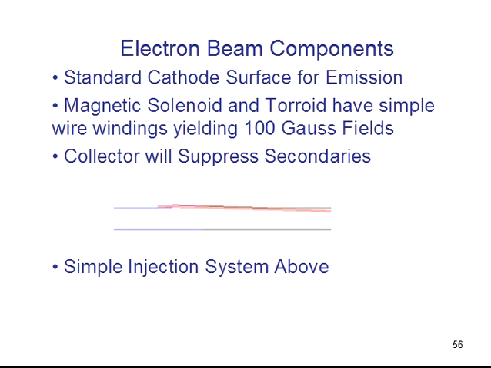The electron beam components are likewise well within the state-of-the-art. We use a standard cathode surface for emitting of the electrons. We use magnetic solenoid and toroids that have simple wire windings to yield the 100 Gauss fields required to guide the electrons along their path, and a collector that will suppress secondaries. The injection system is very simple, as one just takes and puts a small lip into the wire windings of the long solenoid, which will allow the injected beam to pass in through the solenoid and into the main electron cooling section.